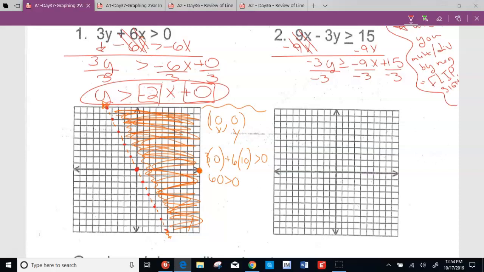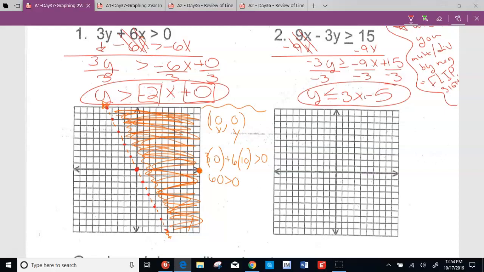So now, I get from left to right y, and what's my symbol going to be? Less than or equal to. What's negative 9 divided by negative 3? 3x. Positive 3x. Positive 15 divided by negative 3? Negative 5. Negative 5. Can I now graph this? Yes. Y less than or equal to 3x minus 5.